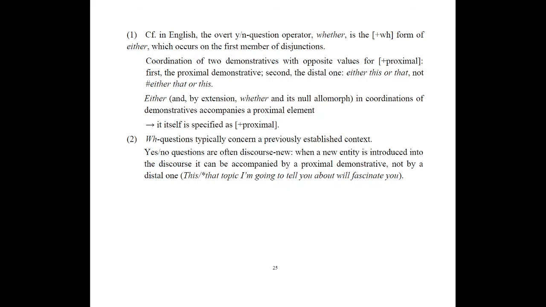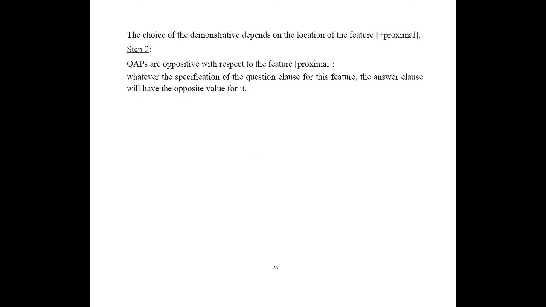So going back to our proposal, we suggest that the choice of the demonstrative depends on the location of the feature plus proximal. Wh-questions are unmarked for proximality, yes-no questions are inherently plus proximal. Now, the second step is we suggest that the QAPs are polar with respect to the feature plus proximal. So basically what we have here is the combination of two elements, and whatever the specification of the question clause is for this proximal feature, the answer clause must always have the opposite value of it.